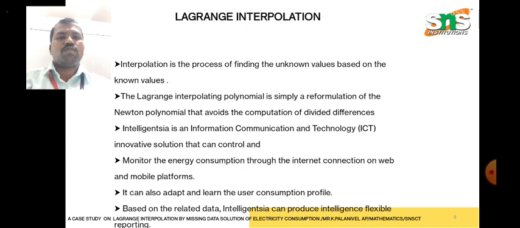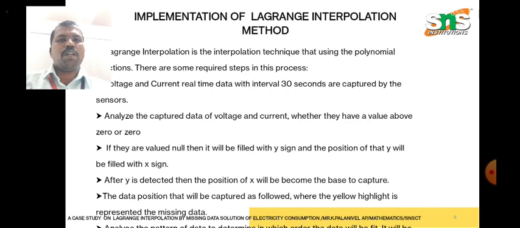Intelligentsia is an information, communication and technology innovative solution that can control and monitor the energy consumption through the internet connection of web and mobile platforms. It can also adapt and learn the user consumption profile. Based on the related data, Intelligentsia can produce intelligent flexible reporting.